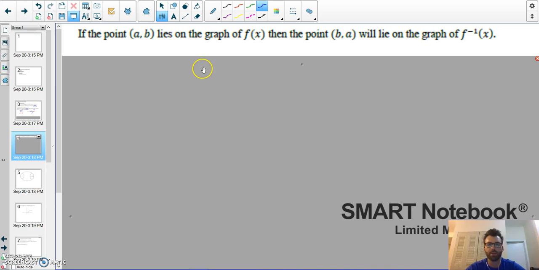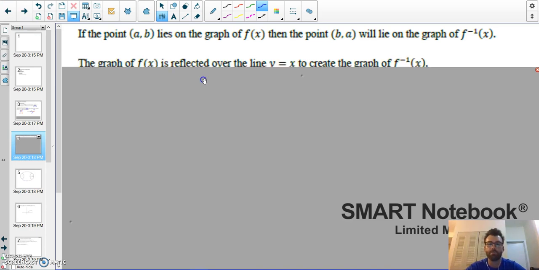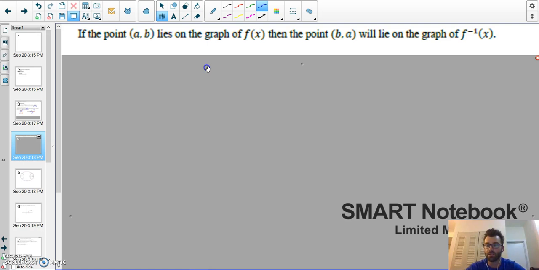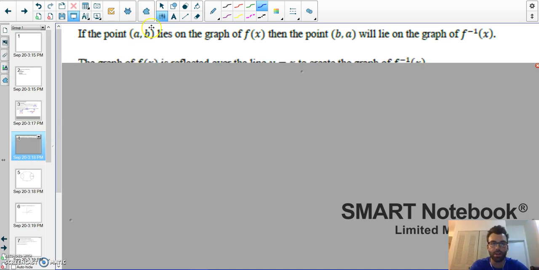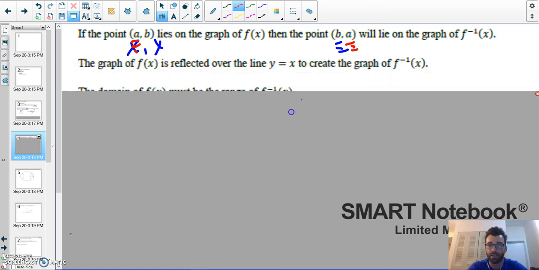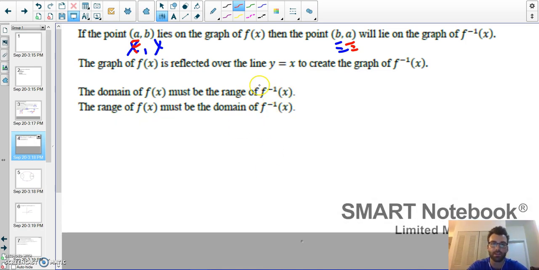Oh boy, that got a little jumpy. The domain of our function is actually the range of our inverse, and the range of our function is the domain of our inverse. So if you think about it, if I have x comma y here, well, now my y becomes my x, and my x becomes my y. Okay, that makes sense mathematically. I actually just said this.